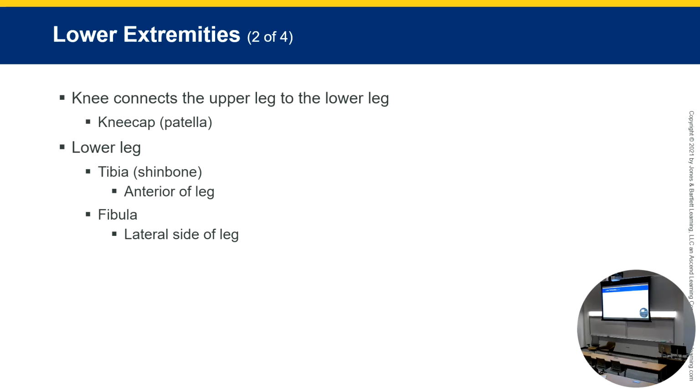So those are the distal ends of your lower leg bones. On the medial aspect, it's going to be the distal part of the tibia. On the lateral side, it's the distal part of the fibula. But we call those the lateral and medial malleolus. Excellent.